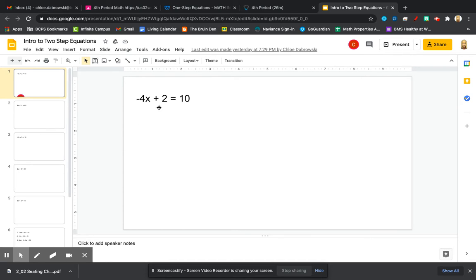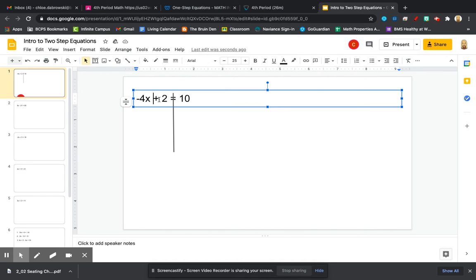So the very first thing we want to do is, of course, still draw our line. Our goal is to keep everything on the left side and the right side equal to each other. Now the next part is we still want this x all by itself. But right now this x is attached to a 4. We know that means it's being multiplied together. But I can still get rid of this 2 like we would in a one-step equation.